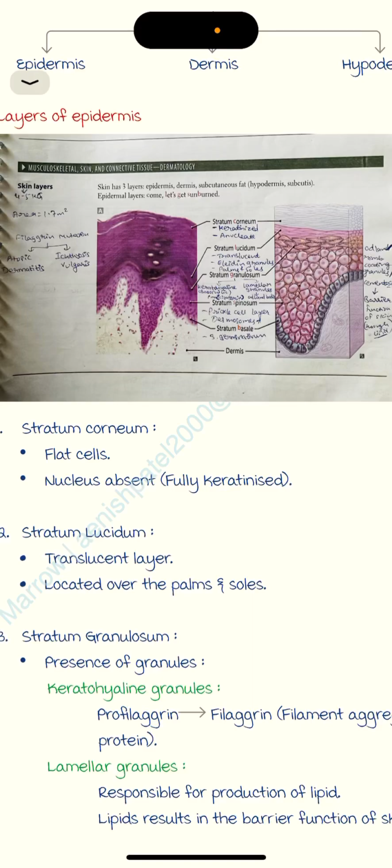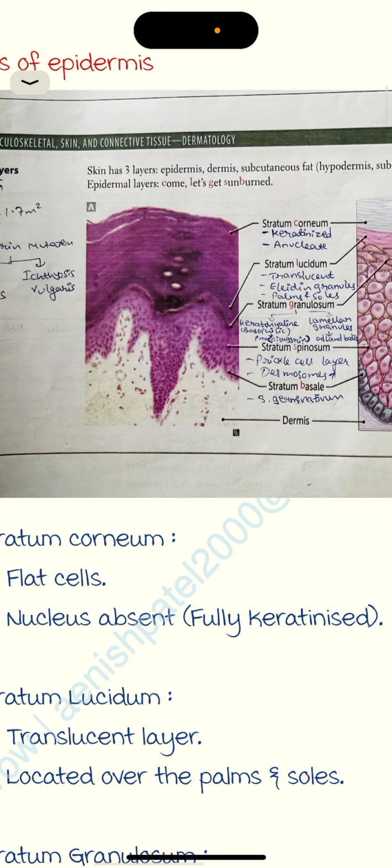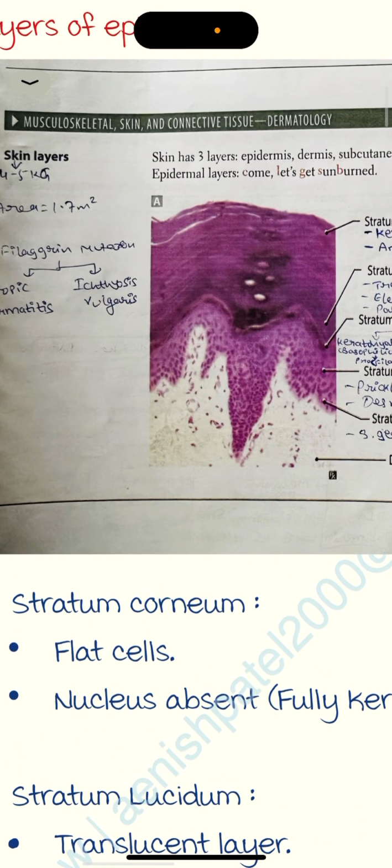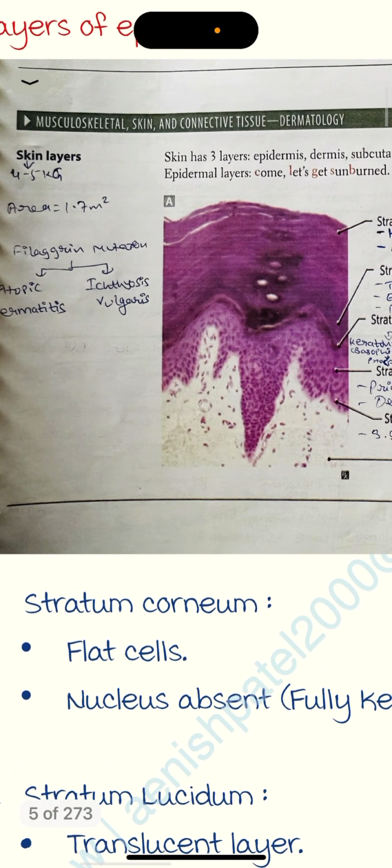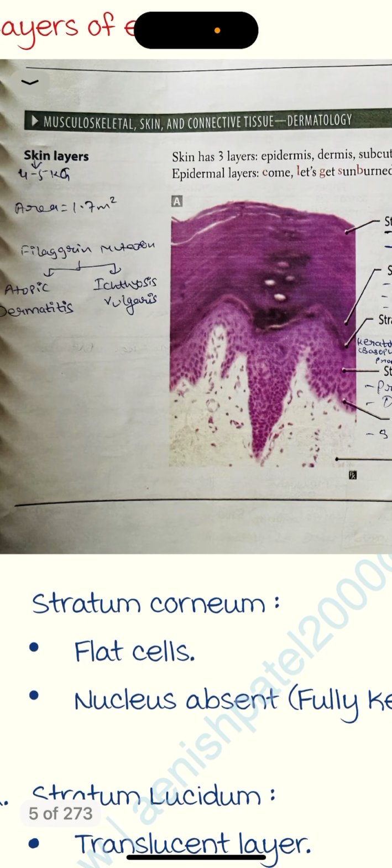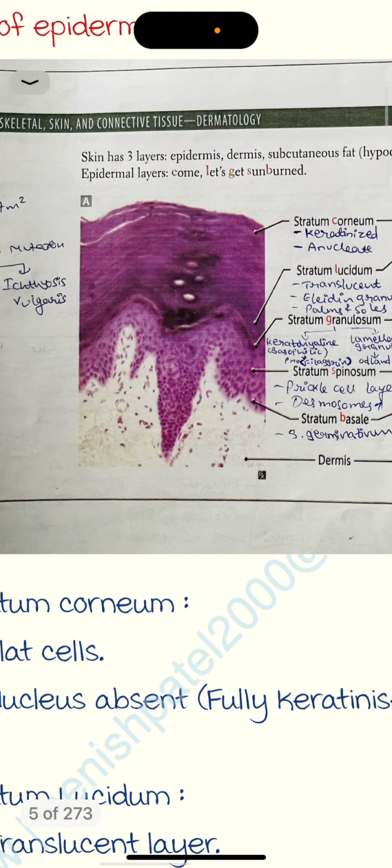Start with the basics in dermatology. First, let's do the skin. Skin weighs 4 to 5 kgs of our total body weight. It occupies 1.7 meters square of the area in total.